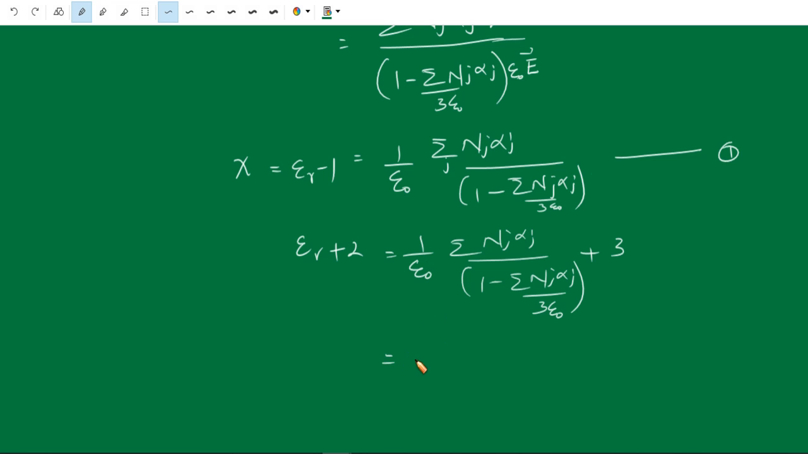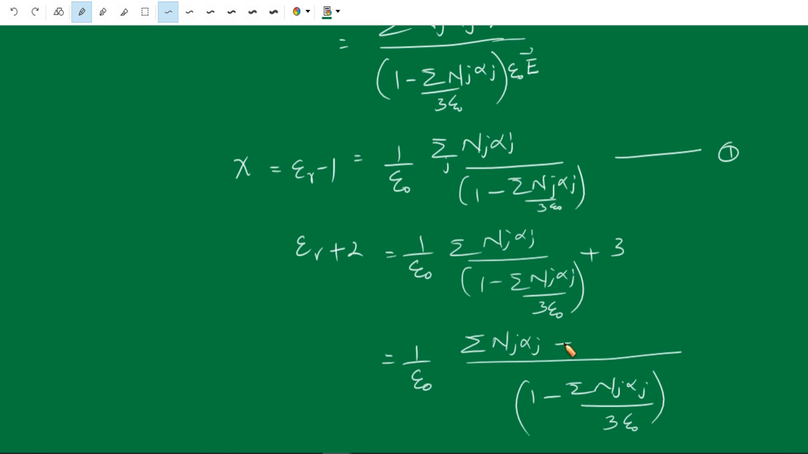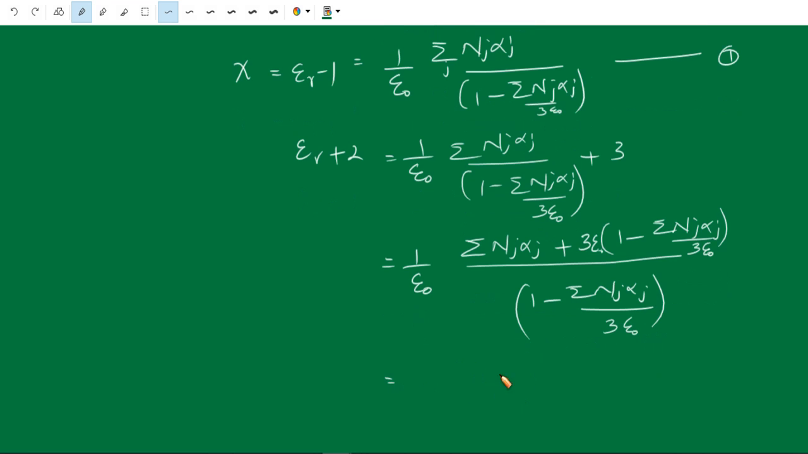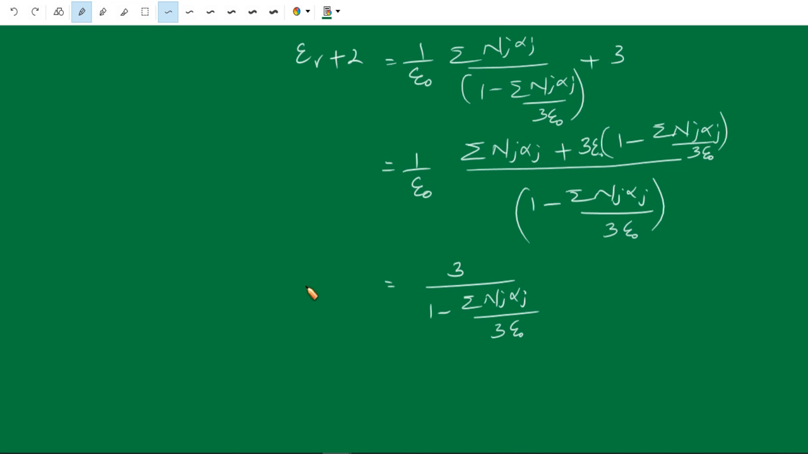This is equal to 1 by epsilon 0. So taking 1 minus summation Nj alpha j divided by 3 epsilon 0 as LCM, this is Nj alpha j plus 3 times 1 minus summation Nj alpha j divided by 3 epsilon 0 into epsilon 0. Therefore this is equal to 3 divided by 1 minus summation Nj alpha j divided by 3 epsilon 0. So this is epsilon r plus 2.